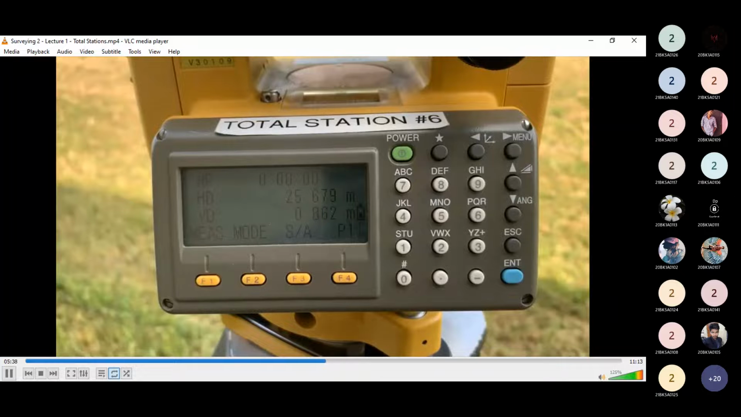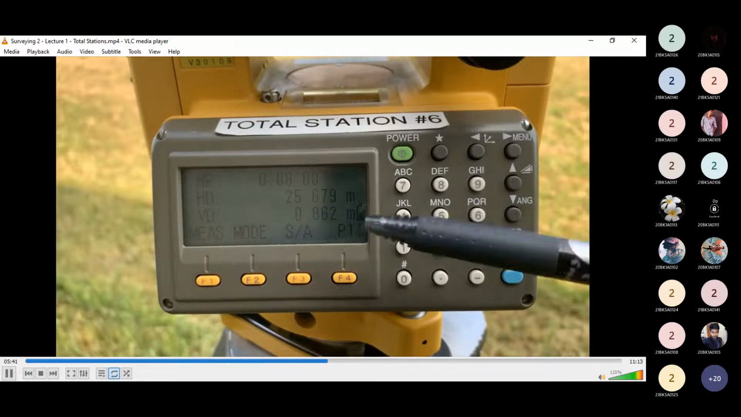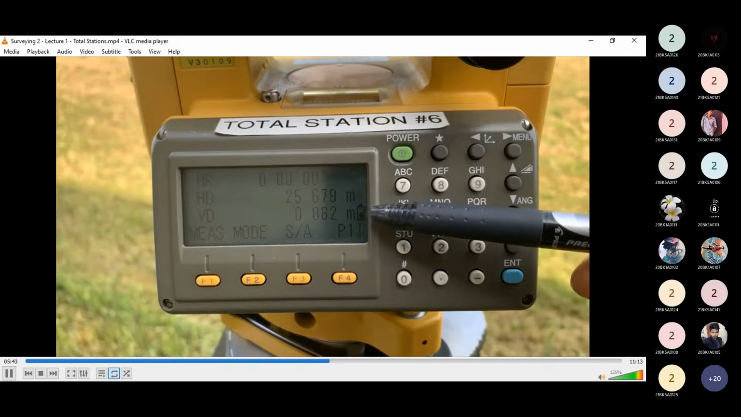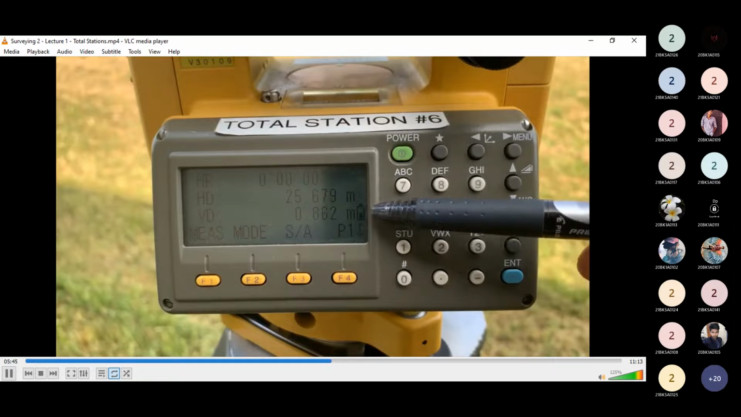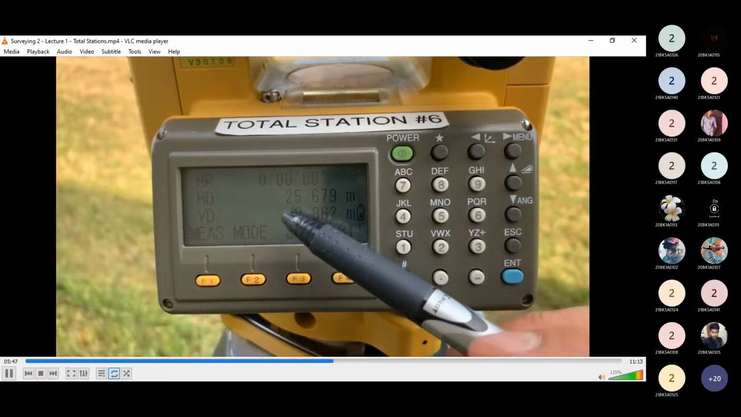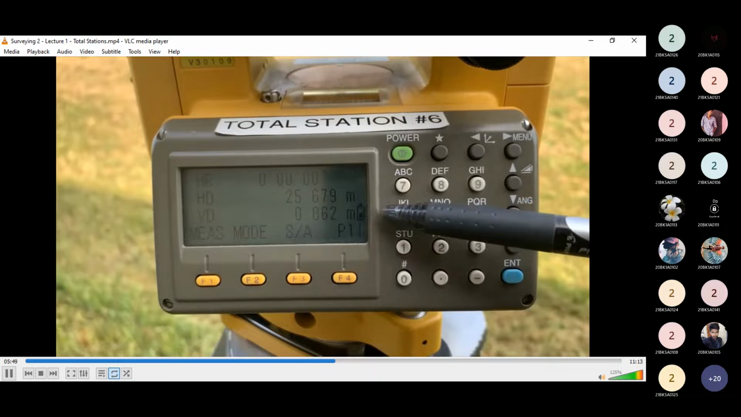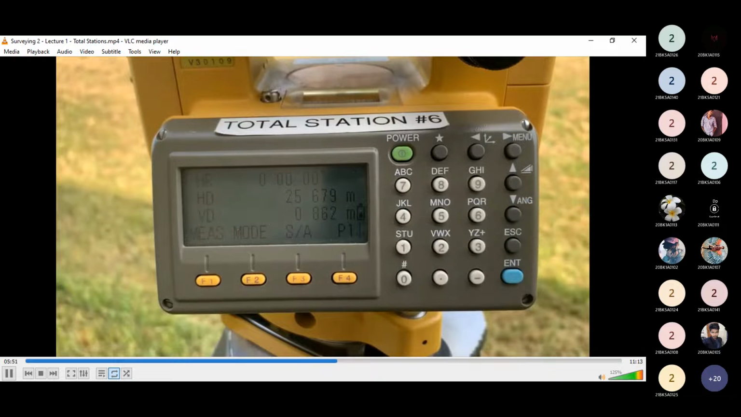When using the distance measurement mode, we look at our vertical distance. If our prism is higher than our total station, this value is positive. So here our prism is higher by 0.862 meters. If our total station is set up higher than our prism, this value will be negative.